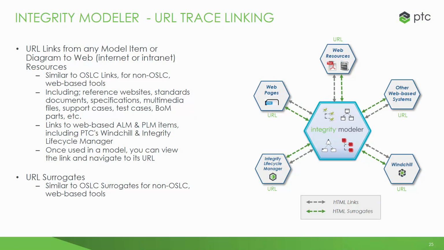Integrity Modeler 8.4 URL trace links can be very useful. They can link from any model item or diagram to any web resource. So this is similar to the OSLC types of links we saw a moment ago, but for non-OSLC tools. The links could be anything, so referencing websites, standards documents, specifications, wiki pages, maybe support cases in your customer relationship system, bill of material parts, in fact anything you can reference with a URL.